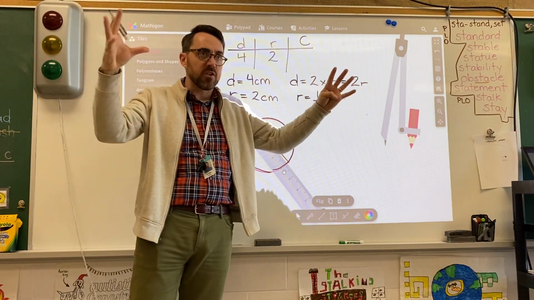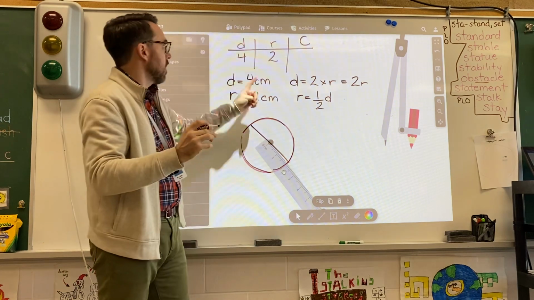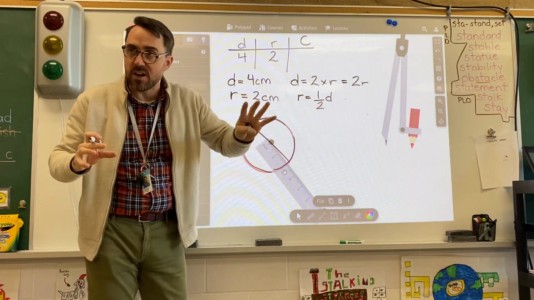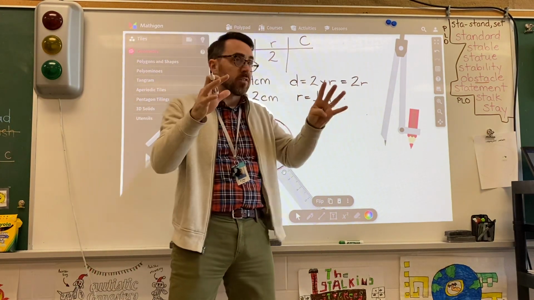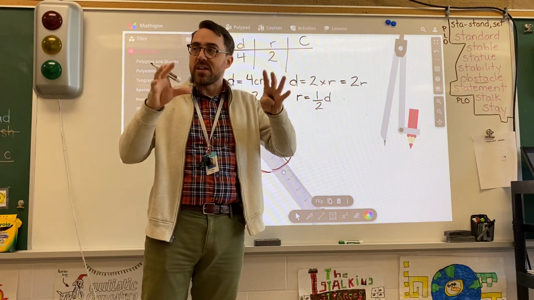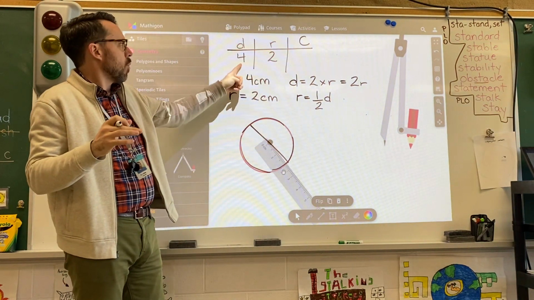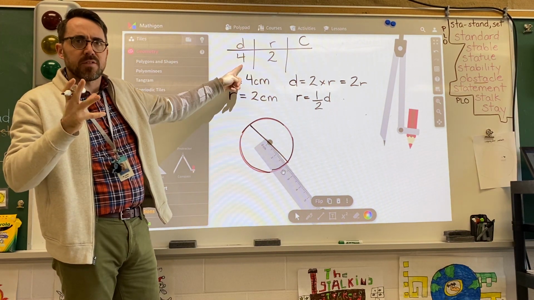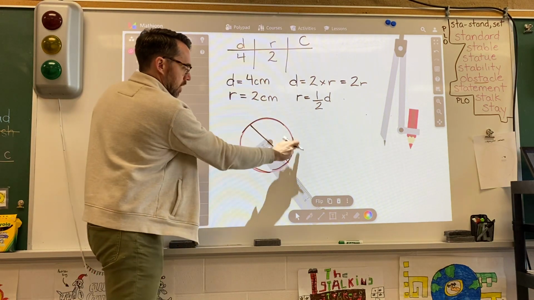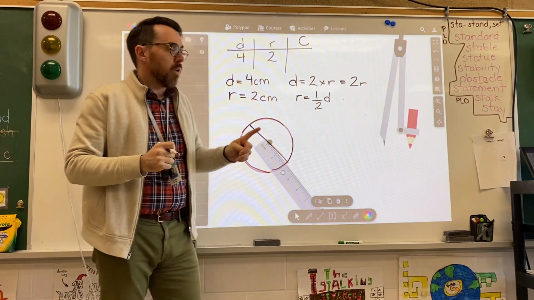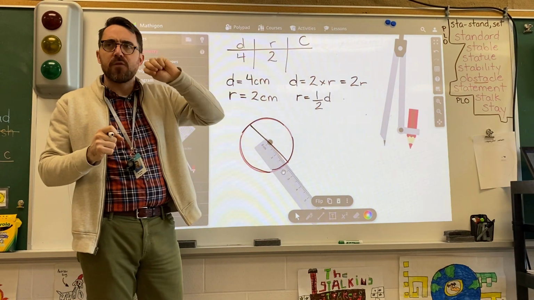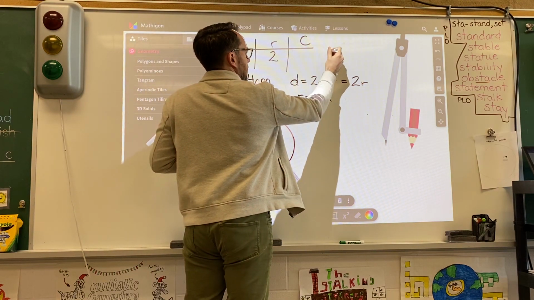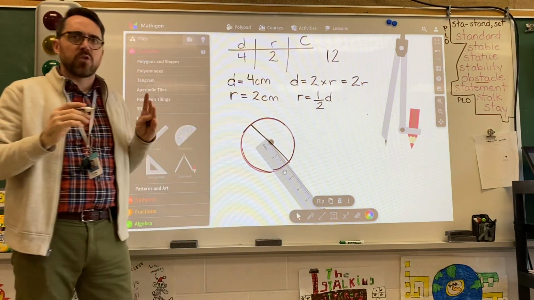No matter how big or small the circle was, the circumference was always about 3 times bigger than the diameter. So if we're saying that circumference is about 3 diameters, what is the value of 3 times 4? Curtis? 12. Okay. Let's put this over here. Circumference will be about 12.